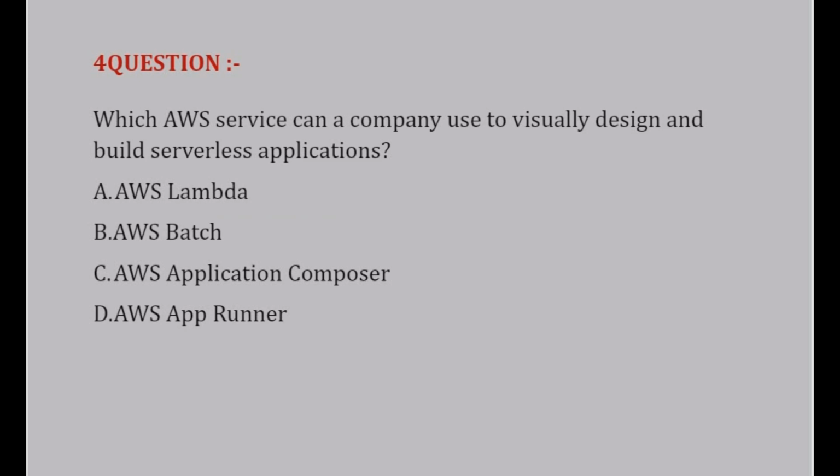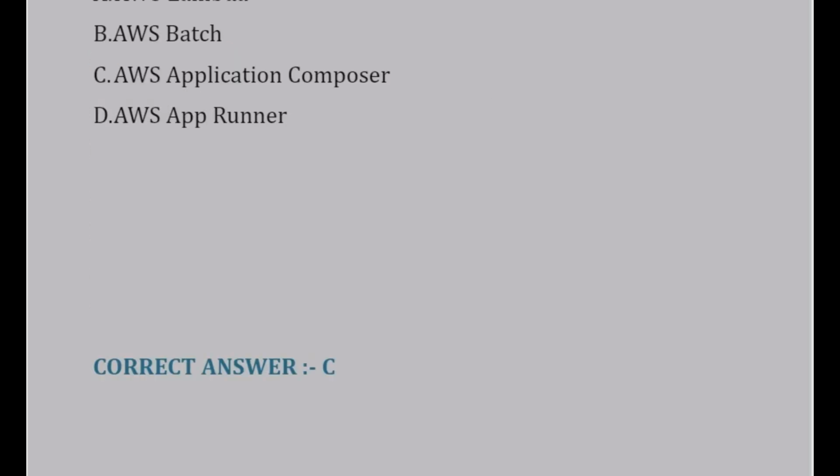Question is which AWS service can a company use to visually design and build serverless applications? Option A, AWS Lambda. Option B, AWS Batch. Option C, AWS Application Composer. Option D, AWS App Runner. Correct answer is option C.